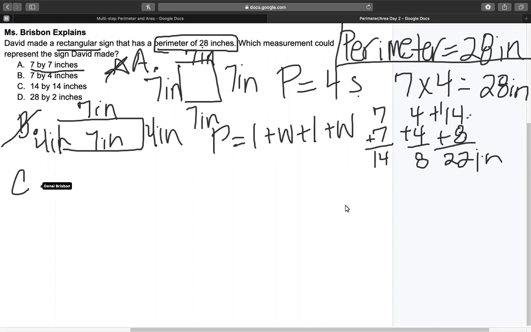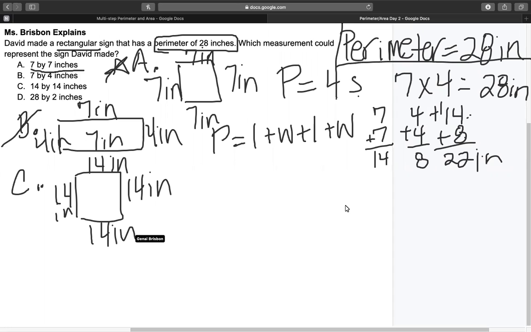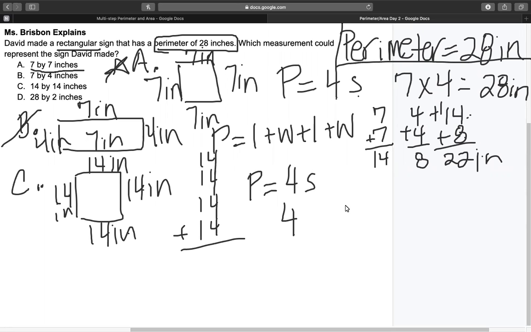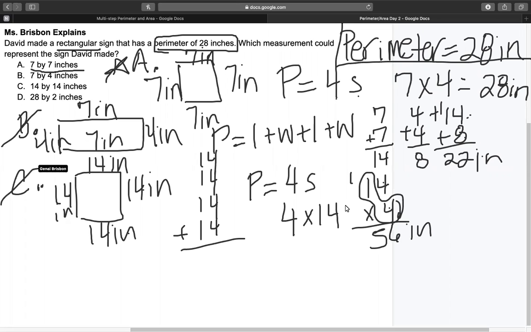Let's try C. I notice C says 14 by 14. Again, I have the same length and width, so I know that this is a square. All 4 sides are the same. Again, for a square, I could have added 14 plus 14 plus 14 plus 14. Just like in A, I could have done all the 7s. Or I could do P, perimeter equals 4 times side, meaning 4 times 14. I'm going to go ahead and do that because it takes a little bit less time. I know 4 times 4 is 16. 4 times 1 is 4, plus 1 is 5. So the perimeter of C is 56 inches. Again, that is not what I'm looking for. It's way too big.